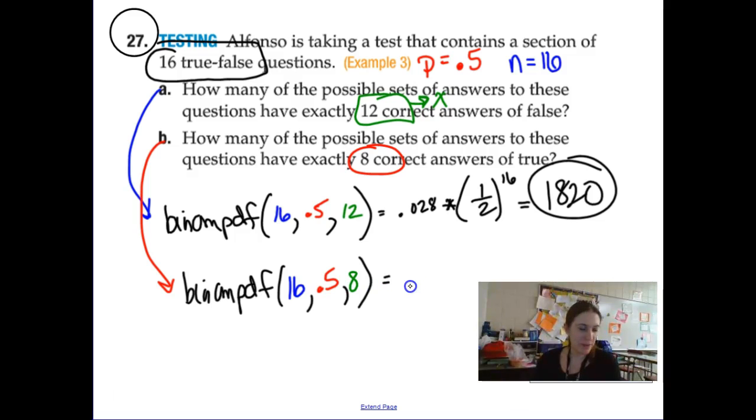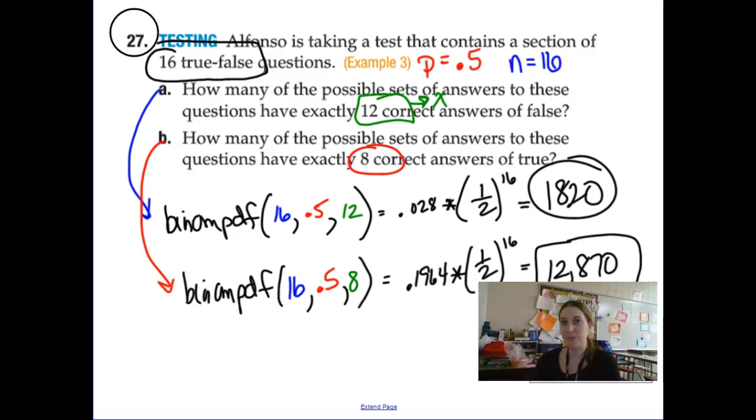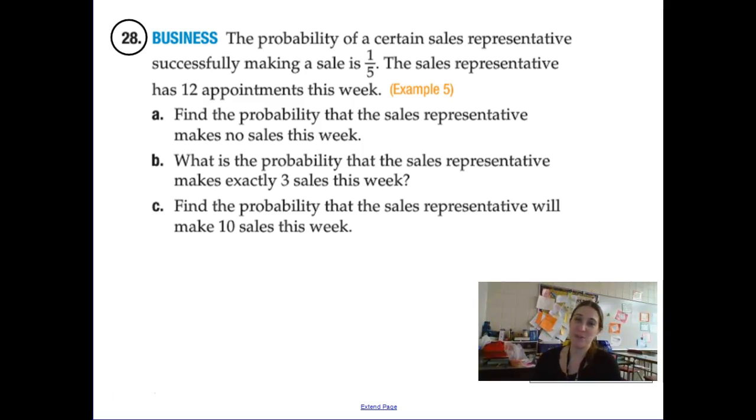So on my calculator, that probability came out to 0.1964. So again, if I multiplied that by how many ways I could answer this test, which is a lot, it comes out to 12,870 of those ways that I can answer the test. So, those kids who just flat out make guesses on any sort of multiple choice or true-false test, I know it feels like you have a fighting chance if you're just flat out guessing, because it's a 50-50 shot, but to get a lot of them correct is tough.